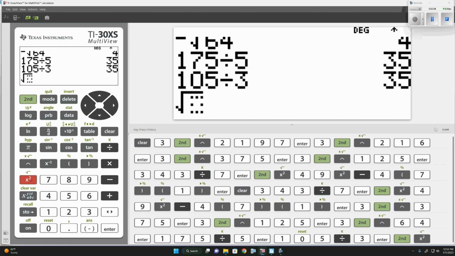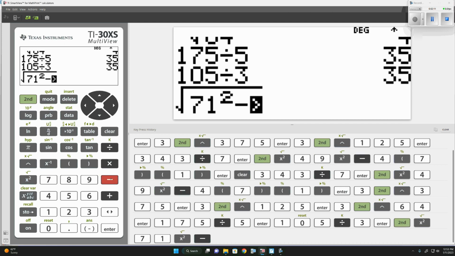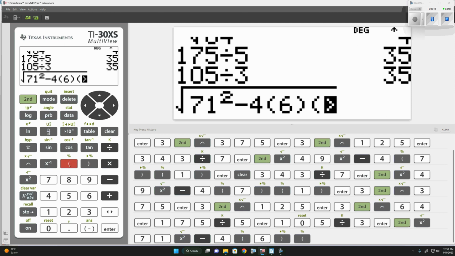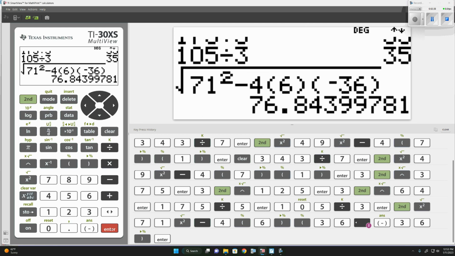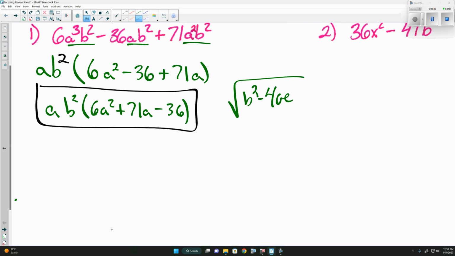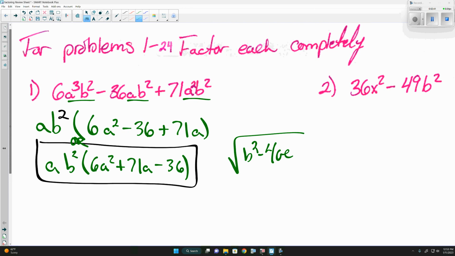So 71 squared minus 4 times a, which was 6, and it was negative 36, wasn't it? Yeah. We get a decimal. So it doesn't work. It doesn't factor further from there. So this here, or either one of these, is our final answer. Questions on this here? Questions about number 2?